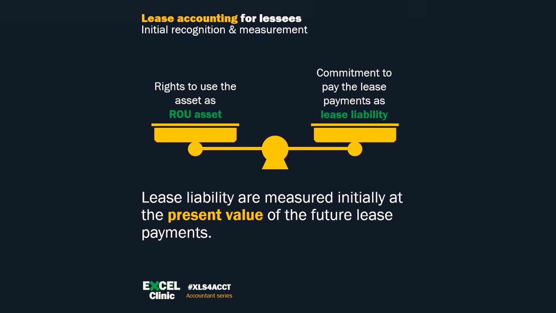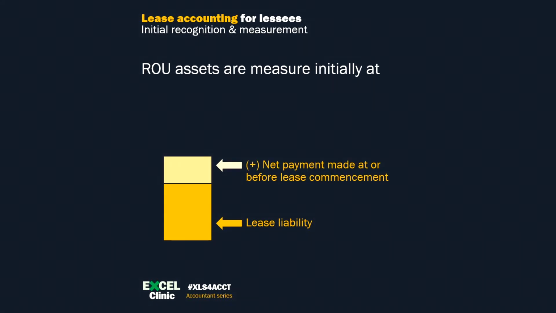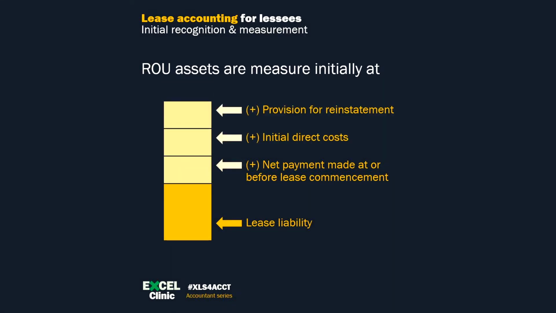How about ROU asset? In a plain vanilla lease, it will be the same as the lease liability, but it should be adjusted for any lease payments made at or prior to the lease commencement, net of any lease incentive, initial direct costs, and provision for reinstatement. In this video, we will use an example of a plain vanilla lease without all these add-ons.